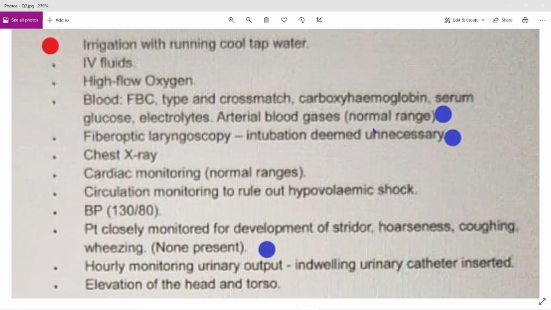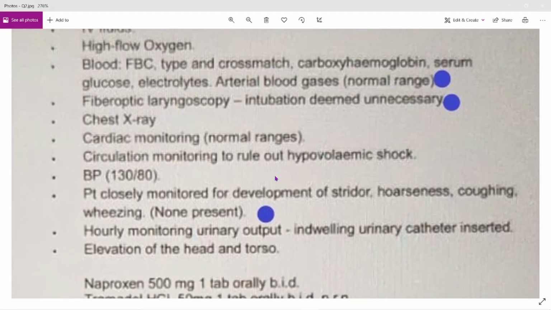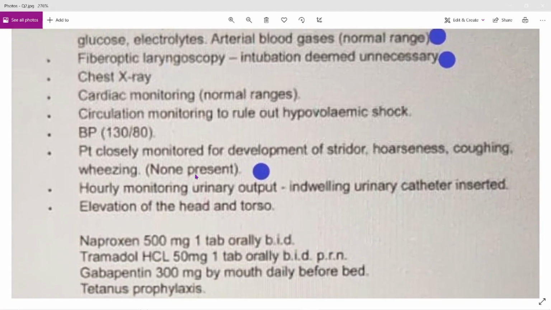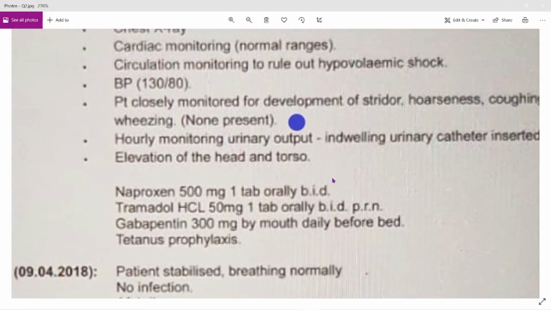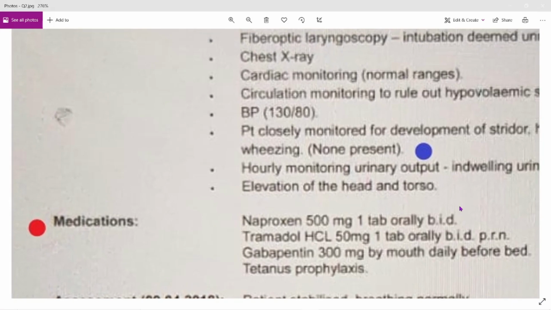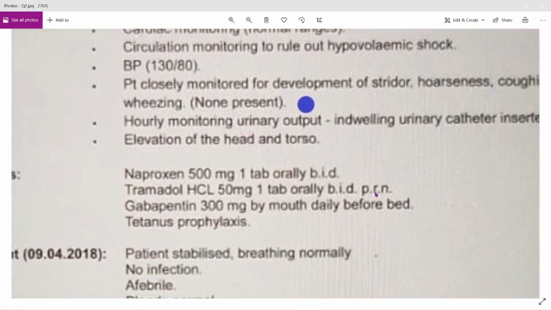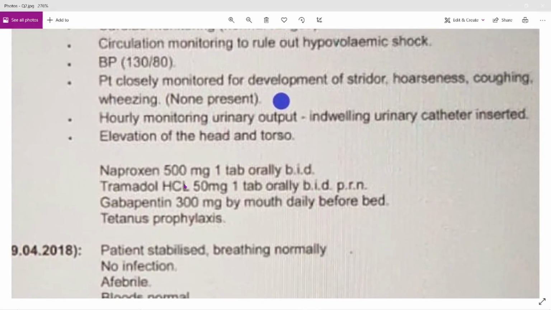Whatever is written in the normal range you can avoid. This is normal range and they are saying intubation is unnecessary, so avoid it. Normal range, avoid it. And none present, avoid it. So you have to take little from over here, you don't have to worry about that. Now comes the medication. Several medicine names have been given. Common mistake is spelling mistakes, you have to copy the exact spelling.